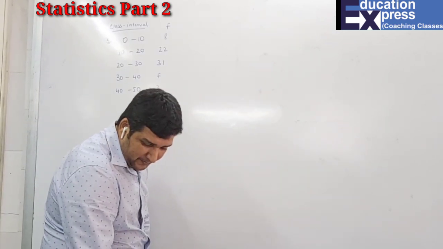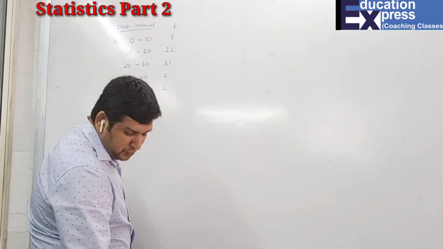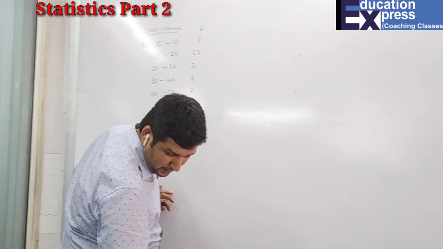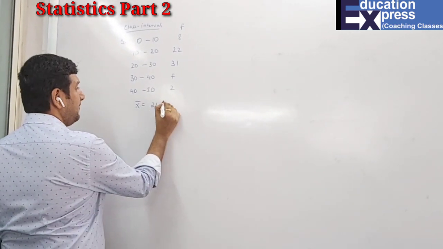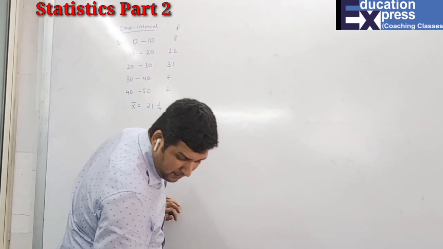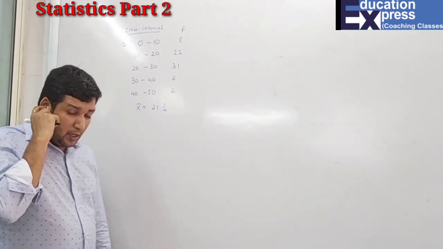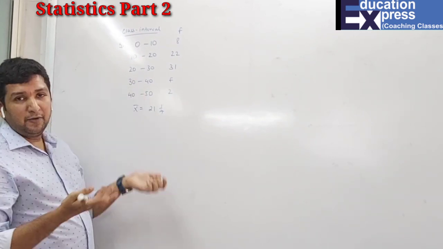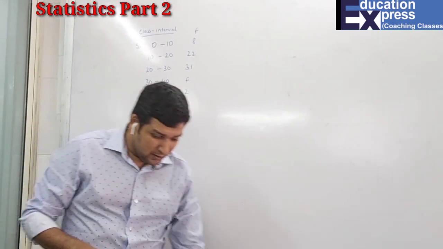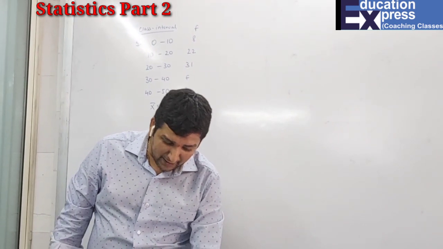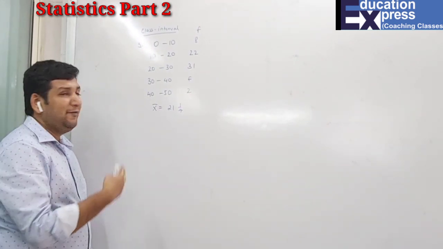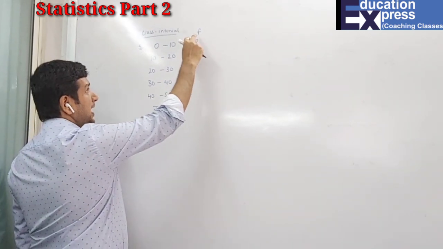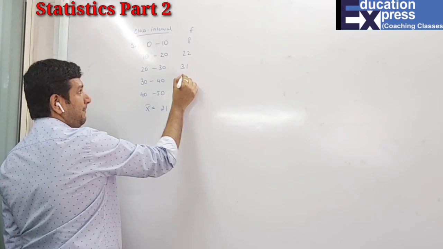Question number 5. The mean of the following distribution is, mean means x bar, is 21 1 upon 7. Students, I have done question number 3 and now I am doing 5th. Each and every sum is the same, just the data will be different, but the method is the same. Here they have not mentioned any method. So when they have not mentioned, I will definitely go for the direct method.